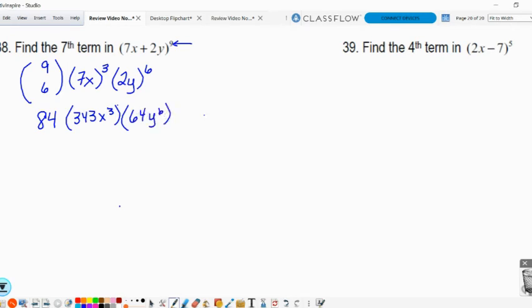And to get our term now, we're going to multiply our coefficients. 84 times 343 times 64 is 1,843,968 x cubed y to the sixth, our seventh term.